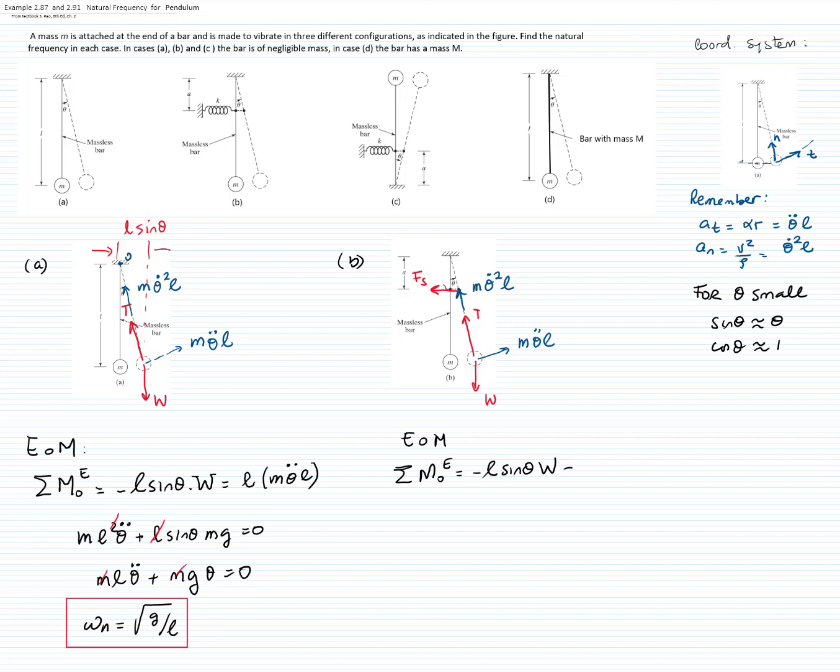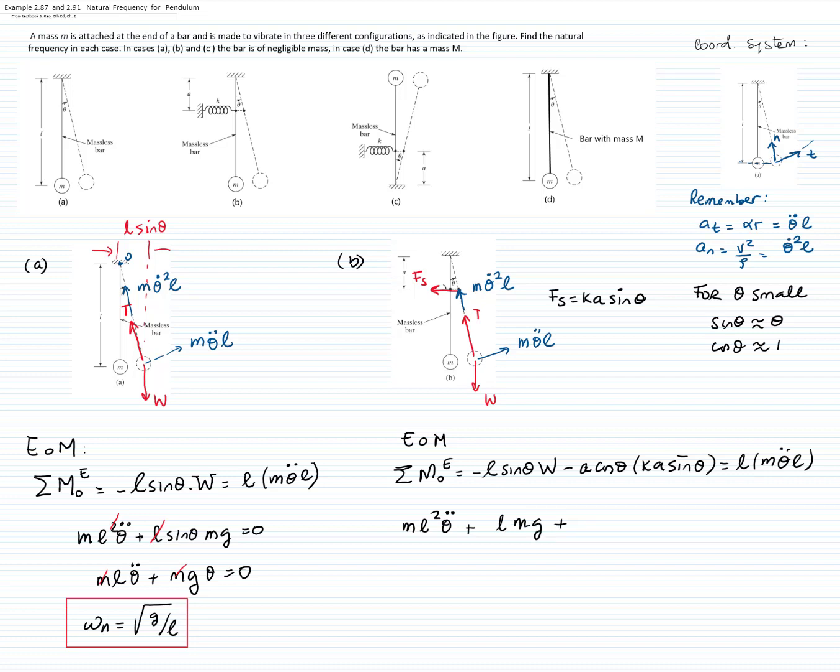The distance from O to the force of the spring is A cosine of theta, and the force of the spring is K times the distance, which is A sine of theta. And this will be equal to the moment created by the kinetic forces. Again, cosine of theta becomes 1, sine of theta becomes theta, and my equation of motion simplifies to m L squared theta double dot plus (L m g plus A squared K), all that multiplied by theta.